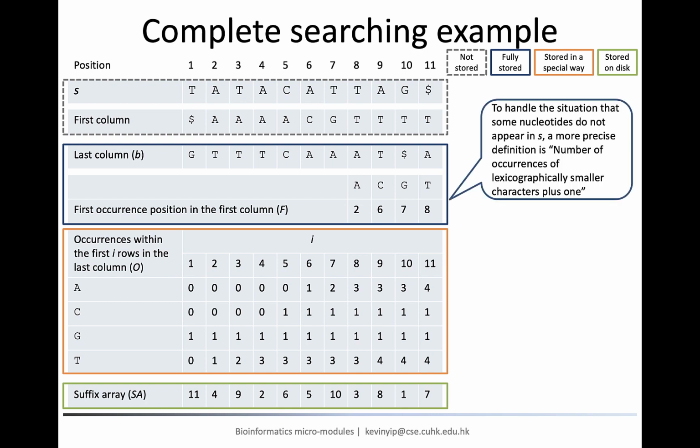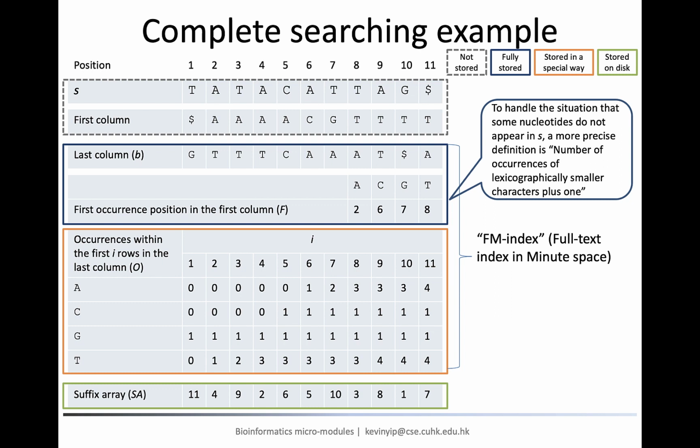One small remark we need to make here is that if some characters are missing from the indexed sequence, there is no occurrence of it, and so the definition of table F that we have been using would be invalid. A more precise definition that is always valid, although not so easy to understand, is that each table entry corresponds to 1 plus the total number of occurrences of the lexicographically smaller characters. For example, since the total number of $ signs, A's, and C's in our example is 6, the entry for G in this table F is 6 plus 1, which is 7.